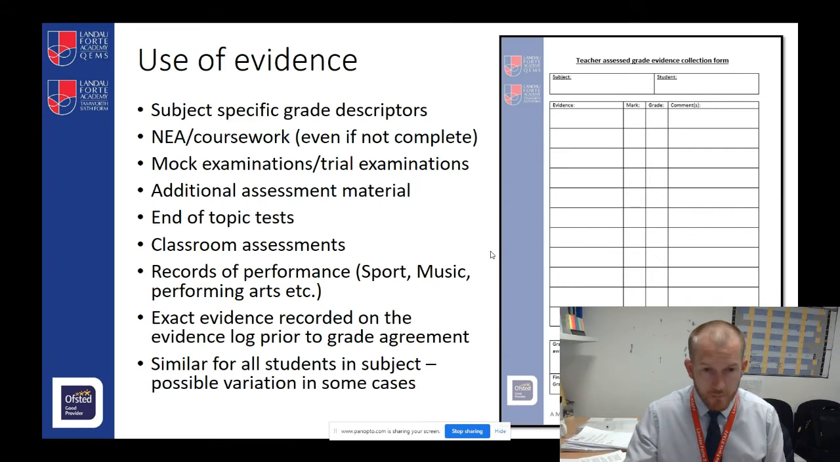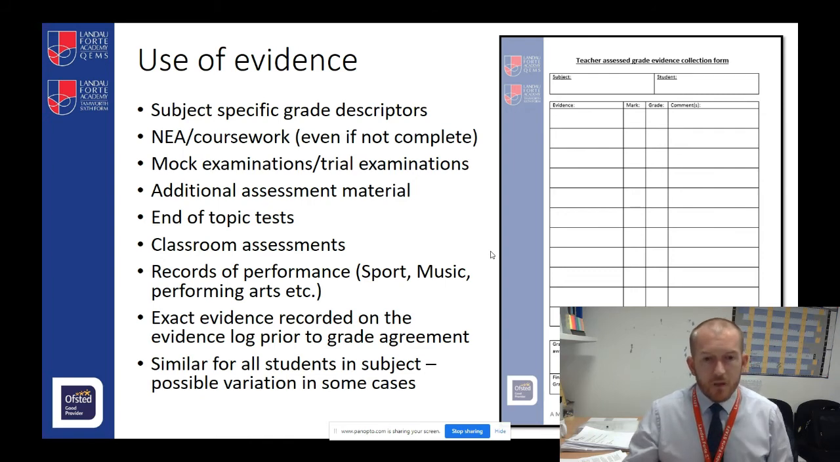That form will then be used and reviewed when we are ultimately moderating and deciding on that grade outcome for you. But be rest assured, every student won't have exactly the same evidence, as some students will have been absent at times, and if a number of students were absent for a particular assessment, it would be unfair to discount that assessment for other students. So there may be some variation in the evidence for separate students, but for the most part, the majority of those will be the same.